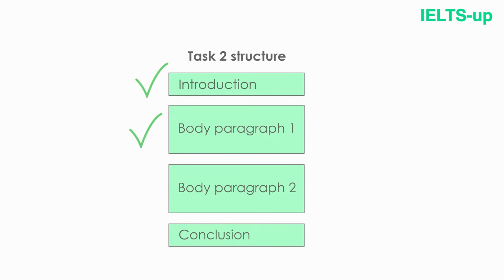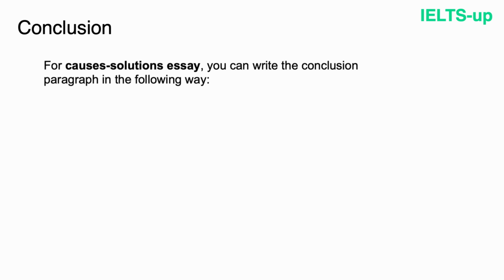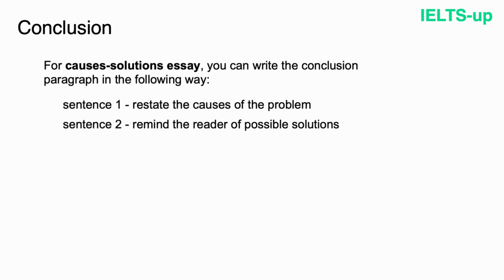Well done! Now we're done with the introduction and 2 body paragraphs, and it's time to start writing the conclusion paragraph. The conclusion paragraph shortly summarizes all previous ideas without giving new information. For Causes Solutions essay, you can write the conclusion paragraph in the following way. Sentence 1. Restate the causes of the problem. Sentence 2. Remind the reader of possible solutions.